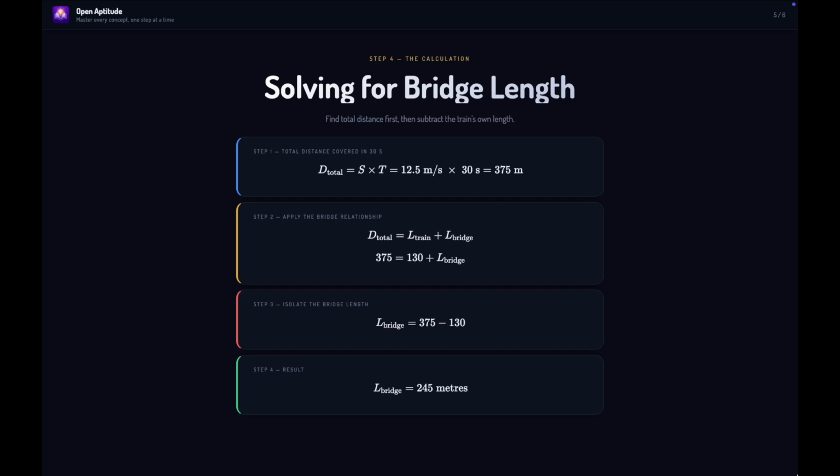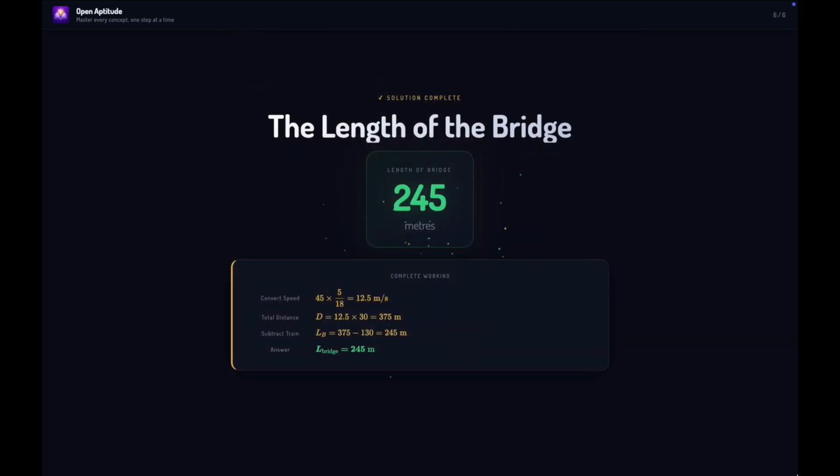We already know that the train is 130 meters long. Therefore, bridge length equals 375 minus 130. Performing the subtraction gives us 245 meters. And there's our answer. The length of the bridge is exactly 245 meters.